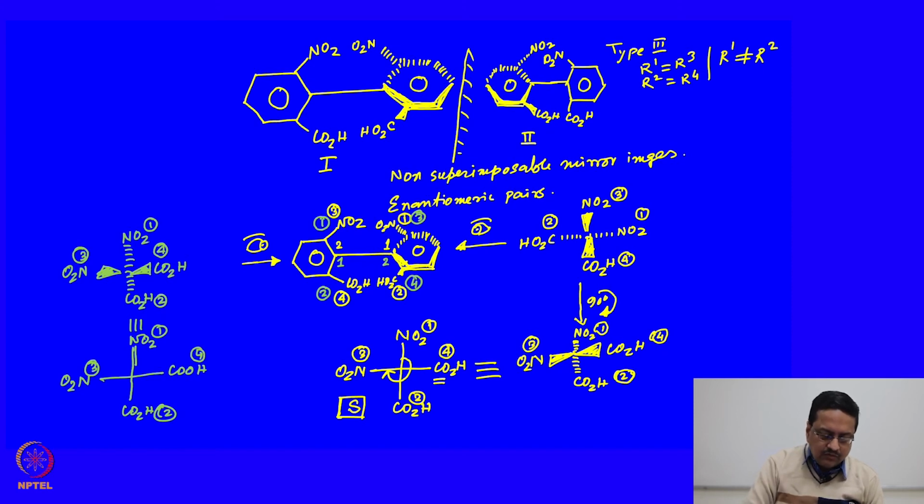So, now if I again do 1 to 2 to 3 is clockwise, which is R. So, the actual designation is S. Therefore, we reach the same thing as we have seen before. So, by looking at it from either side, it gives you the same absolute configuration. So, we will continue the lecture from here in the next class.